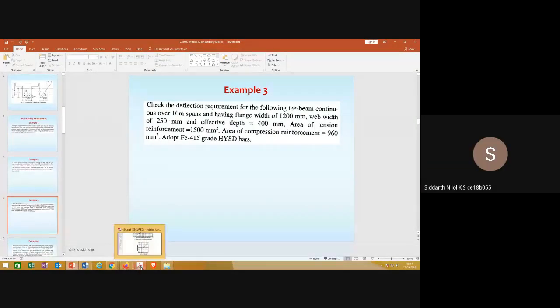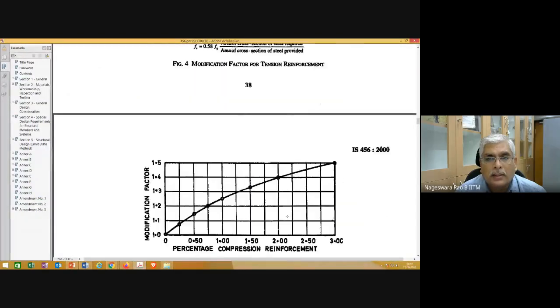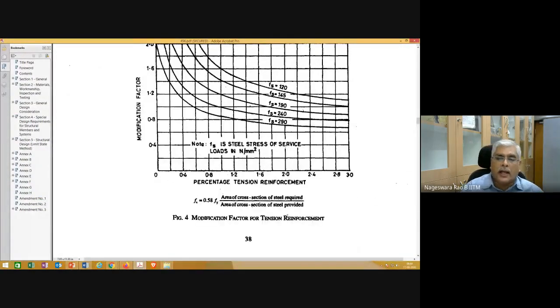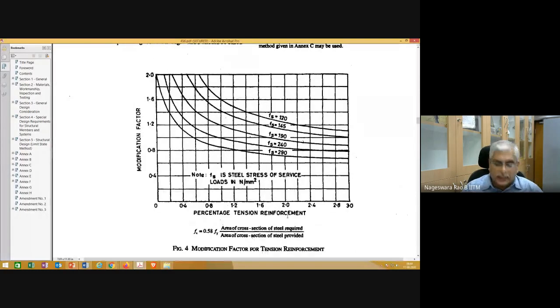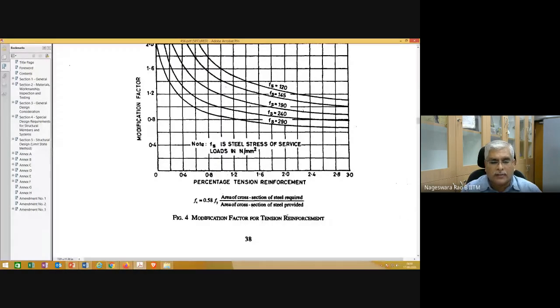Sir, there was a mistake in the modification factor. Yeah, as per whatever I have here, the modification factor for tension reinforcement is given as 1.5, for compression reinforcement as 1, and the reduction factor for flange section is given as 0.8. So please read it properly. You take these values: 1.5 for tension reinforcement, 1 for compression reinforcement, and 0.8 for flange section reduction factor.